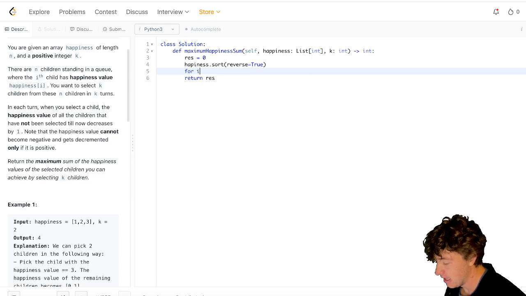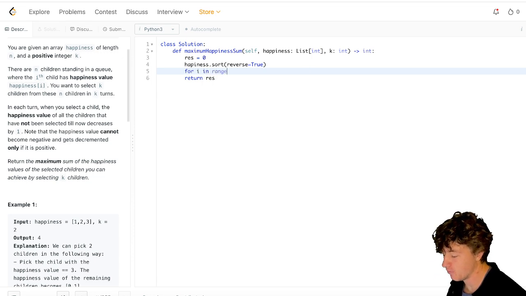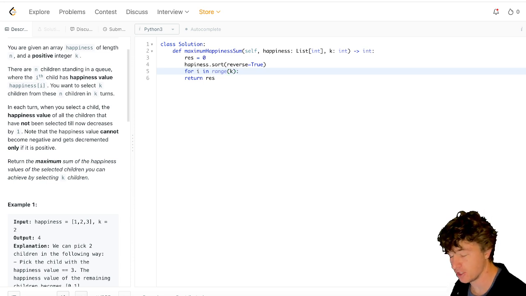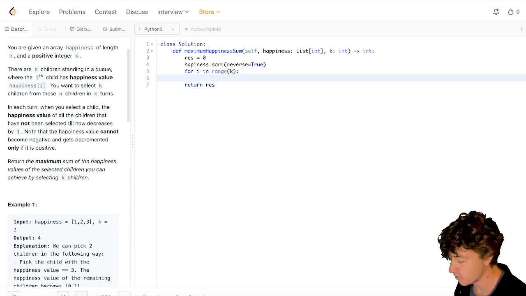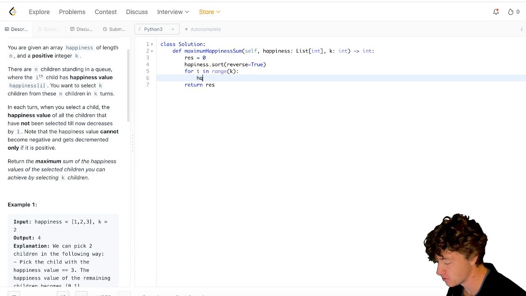Okay, and then I'm going to choose children in range K. There's K children I'm going to choose. So when I choose the first person, who am I going to choose? I'm going to choose the first person in the array.